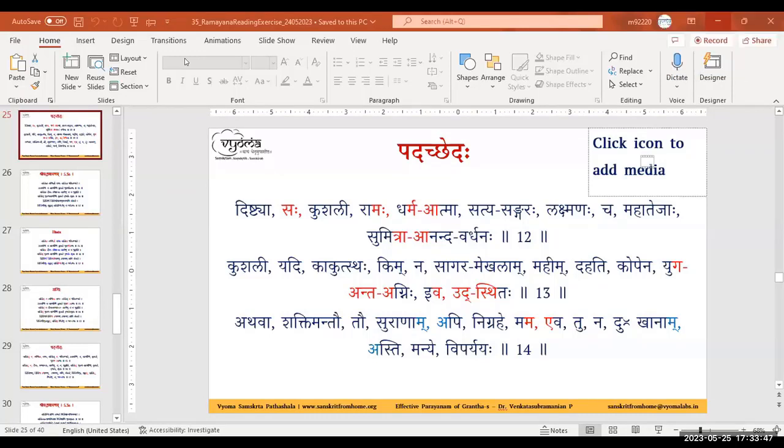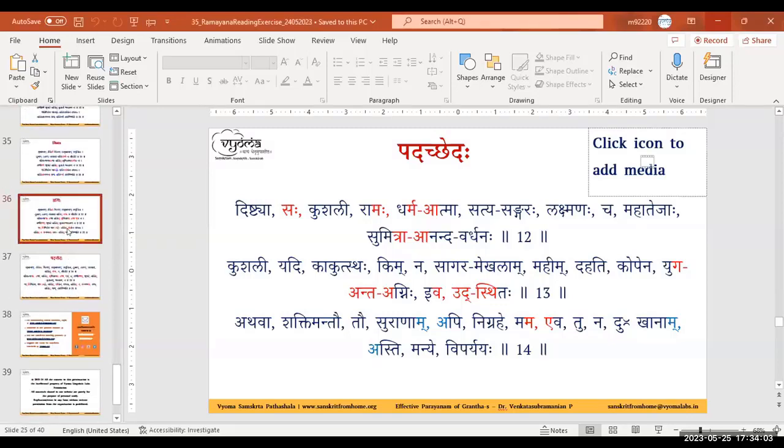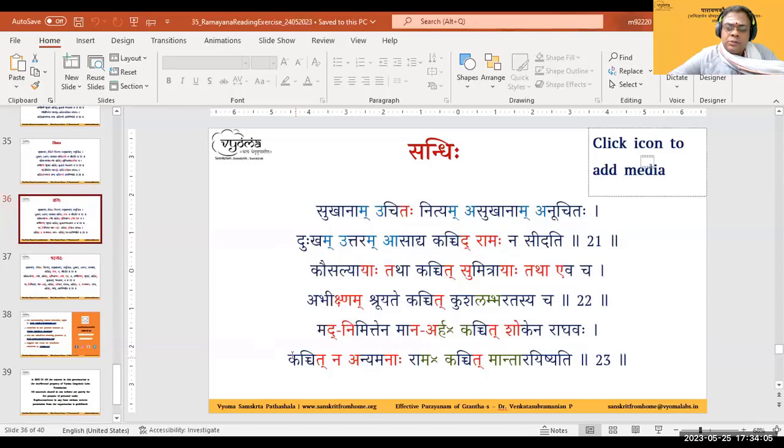Namo Namaha. I need a little more clarity in these words where kachit and mat and all are involved. So shloka 23, if you can please show. Mad nimittena. Do we start with mad, or can we start with mat and say jashtva and then anunasika?